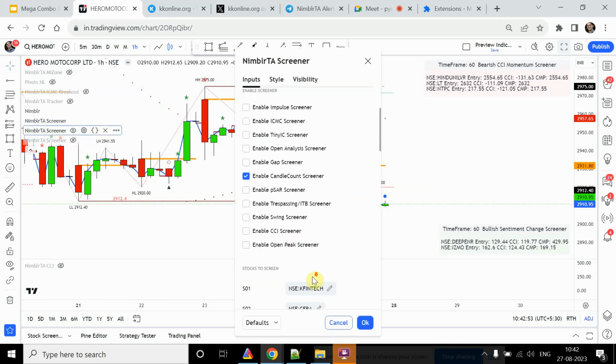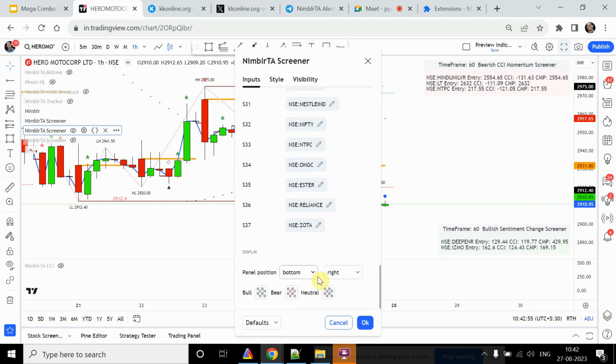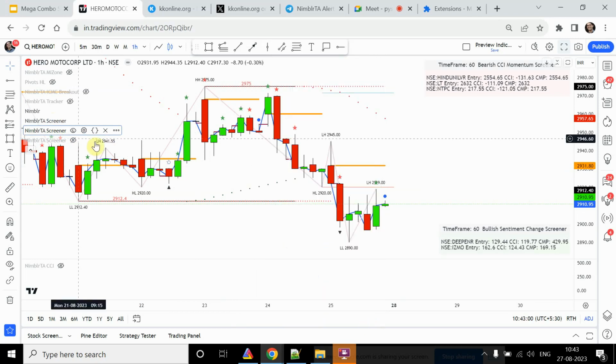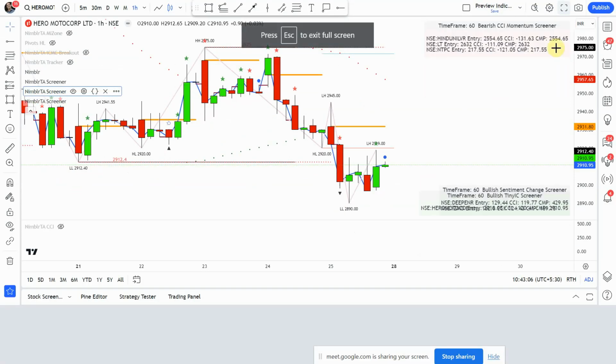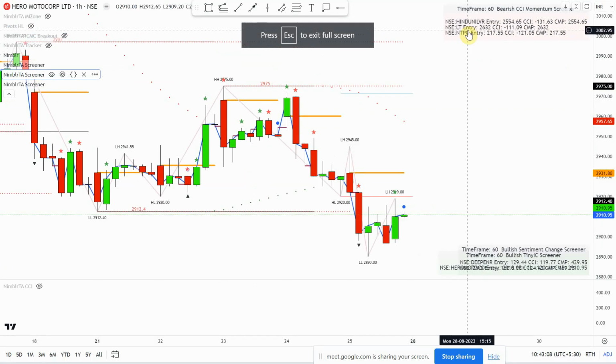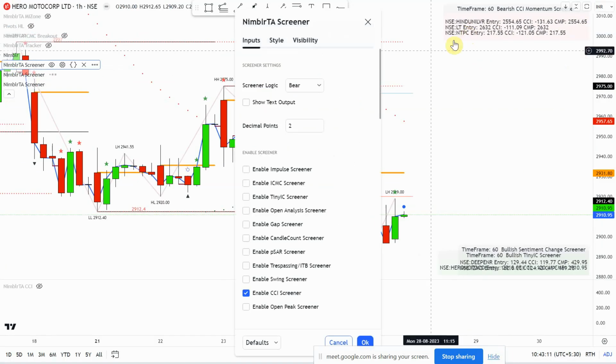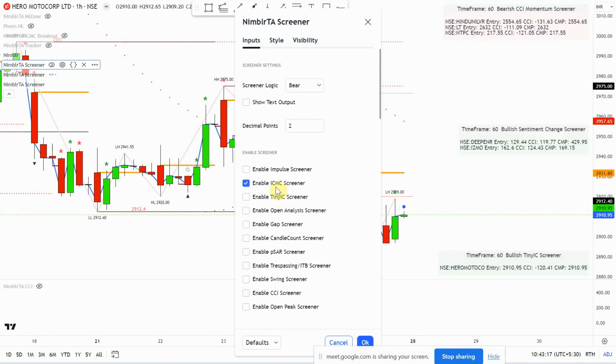It could be different strategies, it could be different stocks that we want to watch. Over here, if I want to put it in the middle instead of the bottom, I would just go over here, and I could have three instances of the screener having different stocks being monitored.